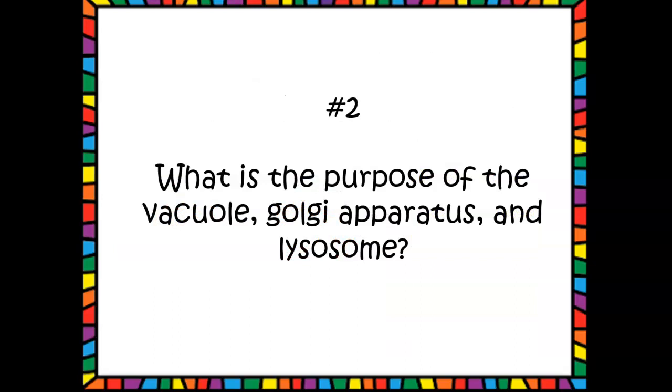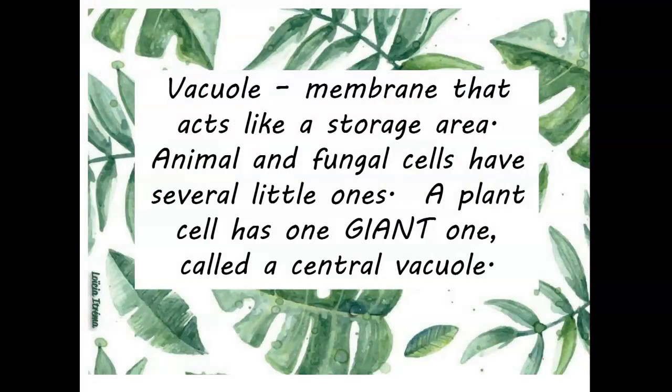All right, we're going on now to question 2. And we'll talk about the purpose of the vacuole, Golgi apparatus, and the lysosome. First, the vacuole. The vacuole has a membrane, and the purpose of the vacuole is to function like a storage system.